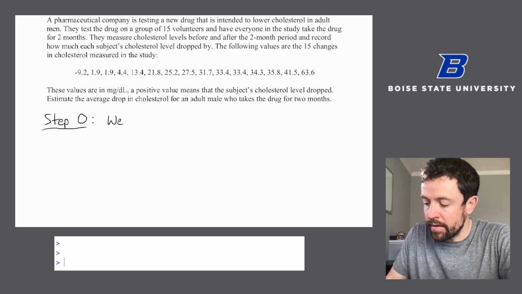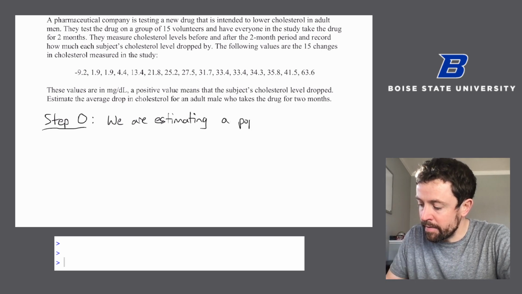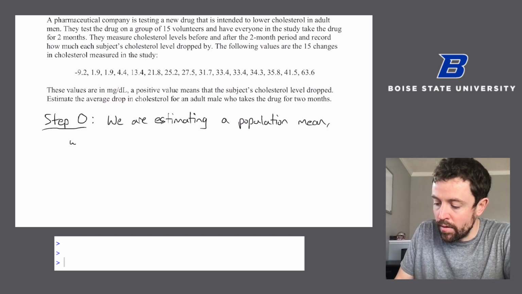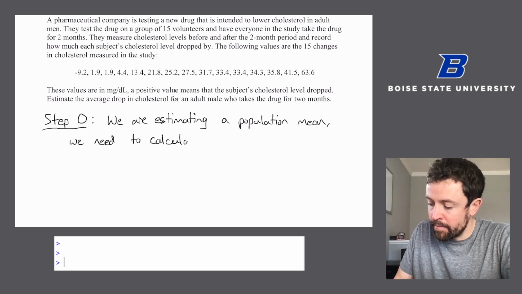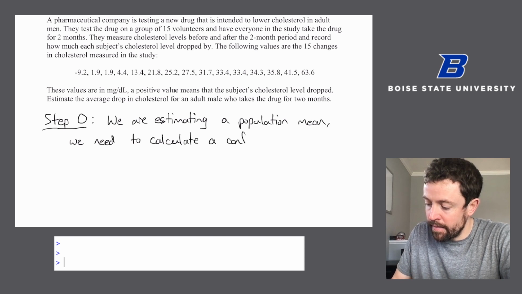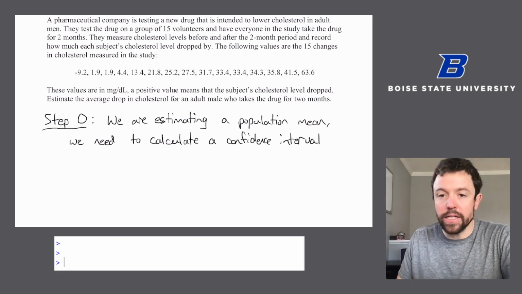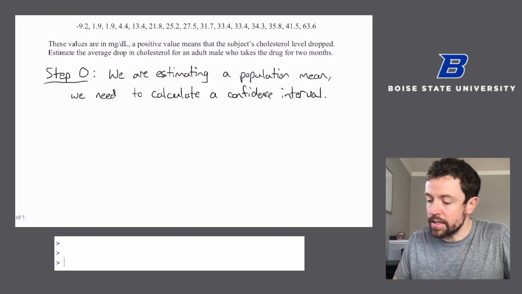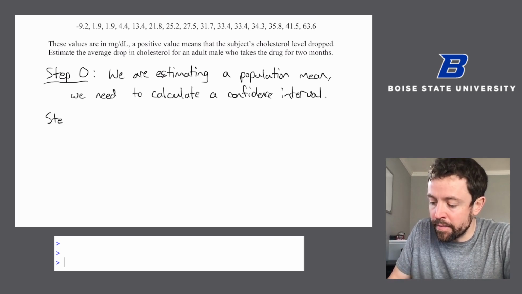So we are estimating a population mean, and when we're estimating, we need to calculate a confidence interval. Now, our steps for a confidence interval are just like those for a hypothesis test, but we don't have hypotheses. We actually start with conditions. So step 1 is conditions.